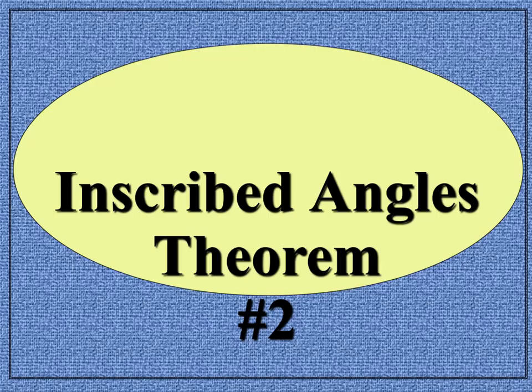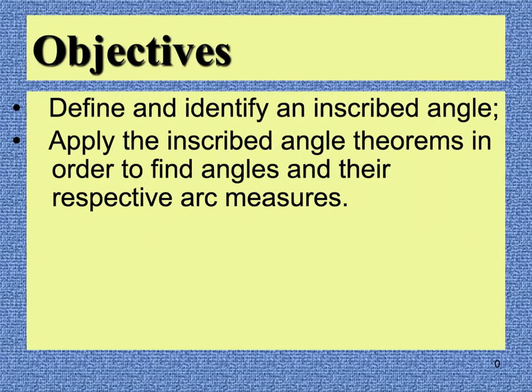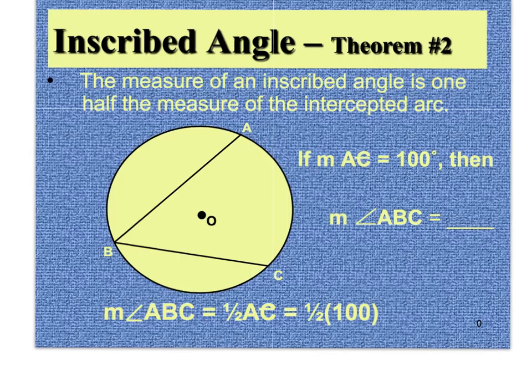Okay, so the second theorem we're going to take a look at is called the Inscribed Angle Theorem. And what we want to be able to do is define and identify an inscribed angle, and apply the inscribed angle theorems in order to find angles and their respective arc measures. The measure of an inscribed angle is half the measure of the intercepted arc.